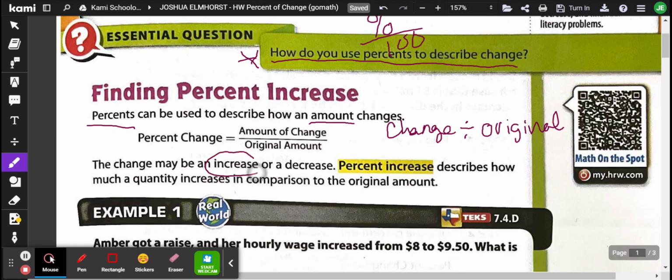There are two ways the change can happen. We're going to have an increase or a decrease, whether it goes up or down. And the percent increase describes how much a quantity increased in comparison to the original.